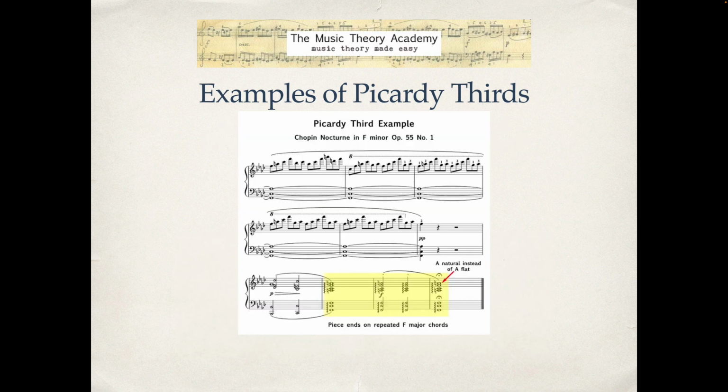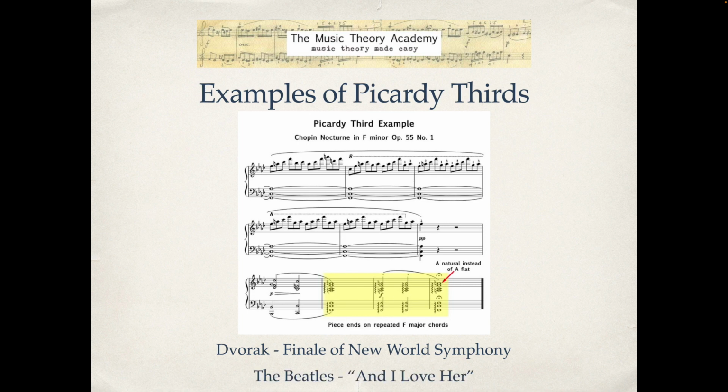The Picardy Third was common throughout the Baroque period and then has tended to be not used very much since then. However, you can find later examples of the use of Picardy Thirds. Here's an example from a Chopin nocturne in F minor. You'll also find an example of a Picardy Third from the finale of Dvorak's New World Symphony. If you're looking for an even more contemporary example, have a listen to And I Love Her by the Beatles, and you'll see them experimenting with a Picardy Third also.